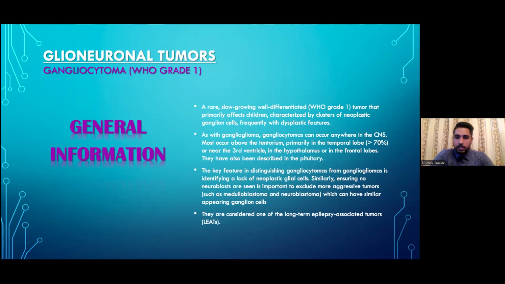The key feature in distinguishing gangliocytomas from gangliogliomas is identifying a lack of neoplastic glial cells. Similarly, ensuring no neuroblasts are seen is important to exclude more aggressive tumors, such as medulloblastoma and neuroblastoma, which can have similar-appearing ganglion cells. They are considered one of the long-term epilepsy-associated tumors, also known as LEATs.